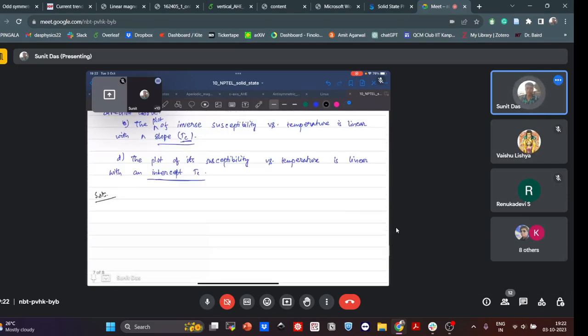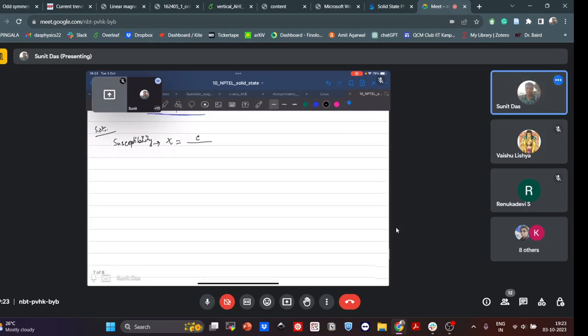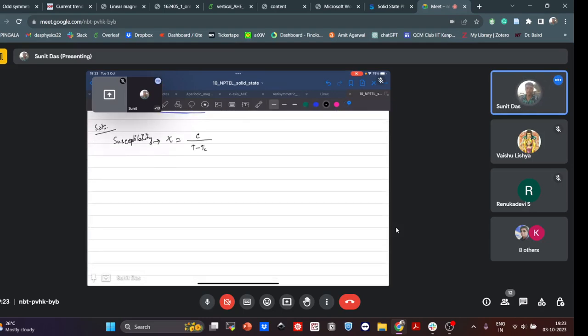So let's see the first option. What is the susceptibility of a ferromagnet? Susceptibility chi is given as some constant C over T minus Tc, where T is the absolute temperature and Tc is the transition temperature or Curie temperature.